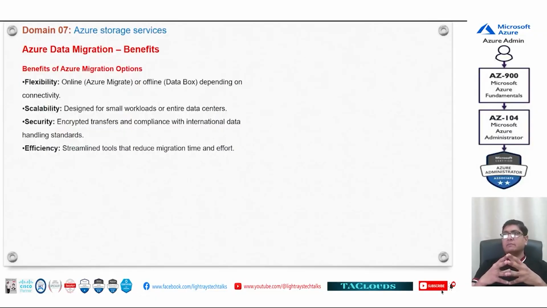If you see here, data migration benefits. What is the benefit of migrating the data? Flexibility, scalability, security, and efficiency. We already understood these benefits of the cloud, but the same benefits are also available for the migration. If you are migrating your data through Microsoft Azure, it will be flexible. You can do this online also and you can do this offline also. If you want to do it online, the Azure Migrate option is available. If you want to do it offline, you can use Azure Data Box. So both options are flexible. You can use one of them.